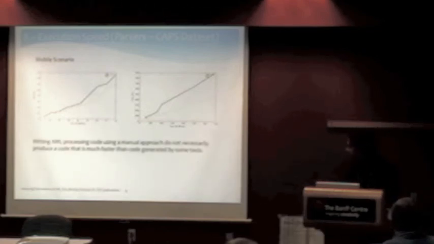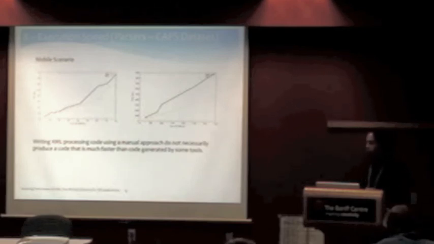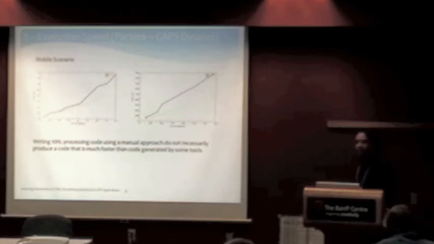So this experiment suggests that writing XML processing code using a manual approach does not necessarily produce code that is much faster than code generated by some tools. That's why my recommendation is, unless you have another problem with this generator, always use the generator, because you can waste a lot of time trying to write the code by hand, and then at the end you can come up with an implementation that has more or less the same performance.